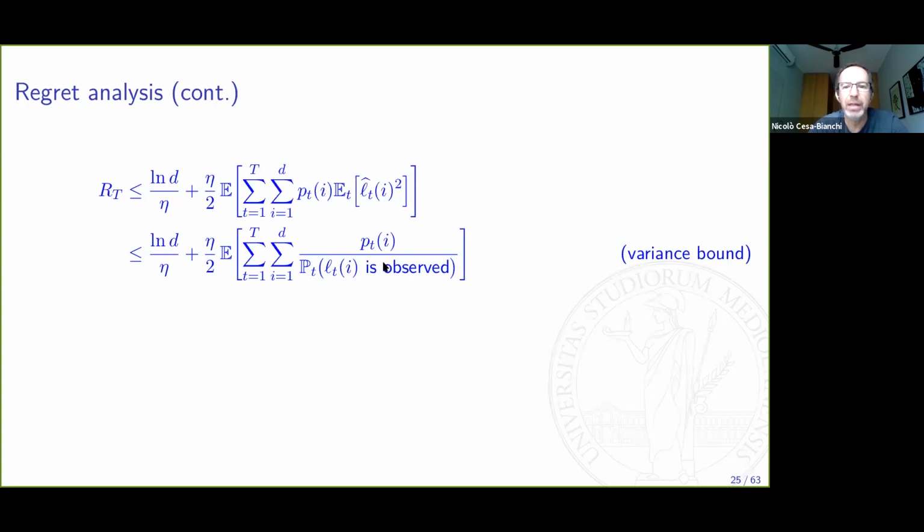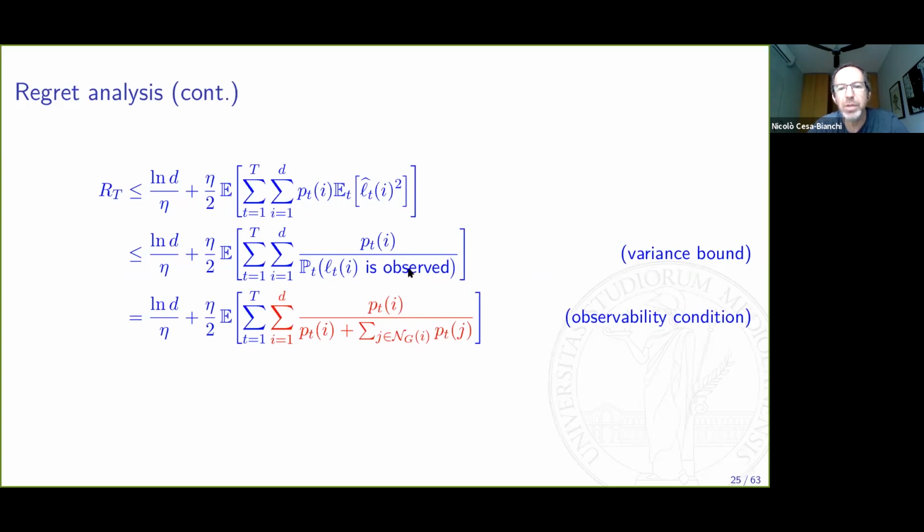And now we can write the probability of observing. What was the probability of observing? You remember, we can observe the loss either if we pick the action, which happens with this probability, or if we pick an action which is in the neighborhood of that action i. And this happens with that probability here. So this is a sum over the vertices of a graph, which are our actions, of some probability assignment to these vertices according to this pattern.